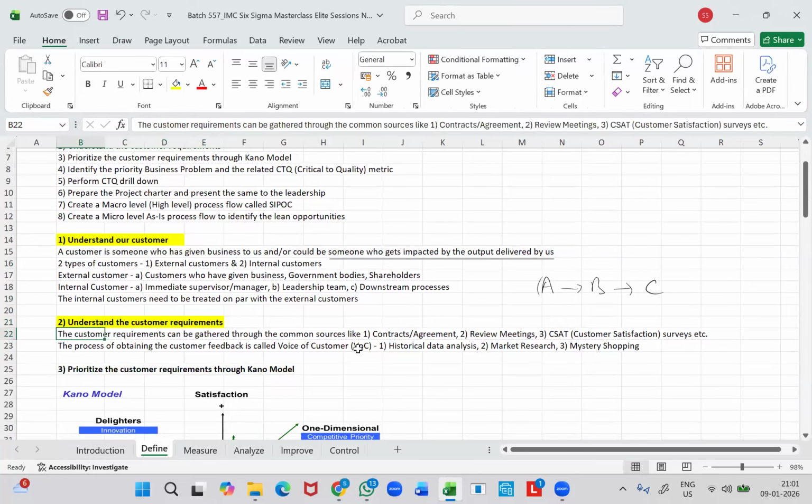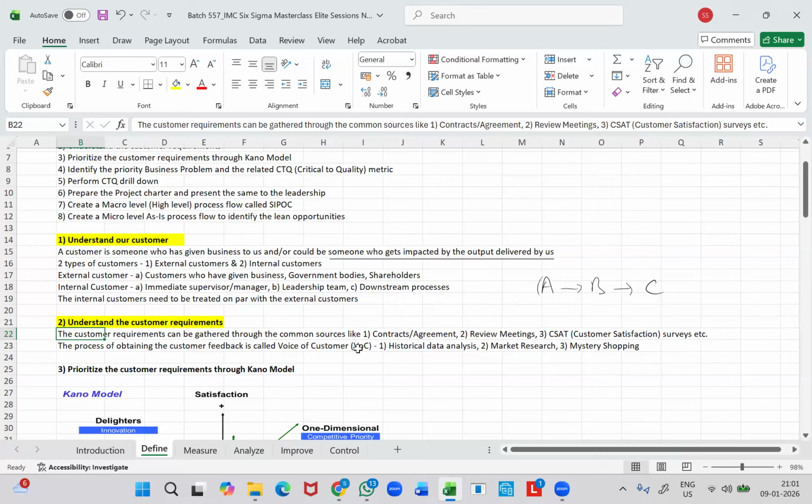So how can the customer requirements be gathered? The obvious source would be contracts or agreements. The customer who has given business to us would actually enter into a contract or agreement with the service provider, and the customer would have specified all the things that he or she is expecting from the service provider, right?